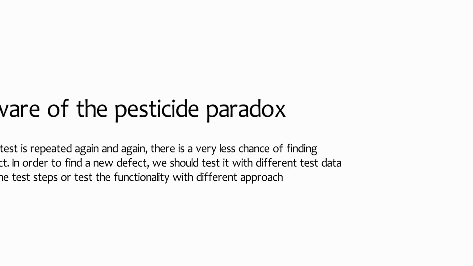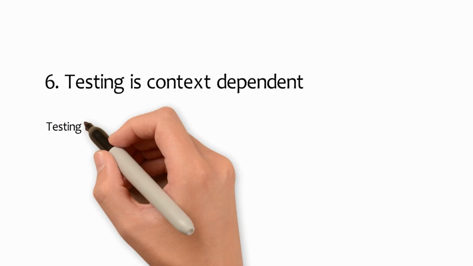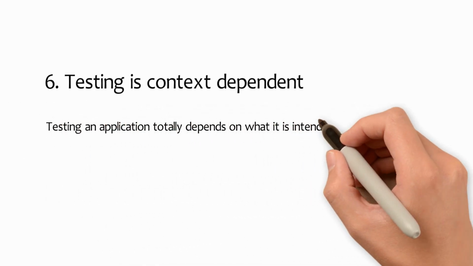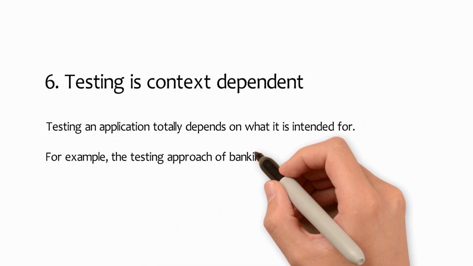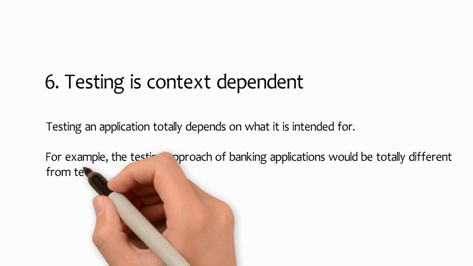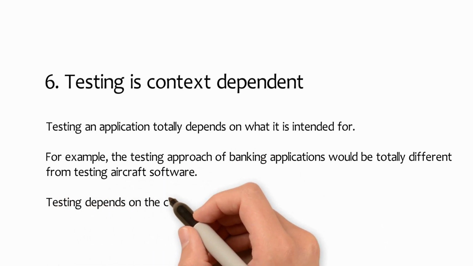Testing is context dependent. Testing an application totally depends on what it is intended for. For example, the testing approach of banking application would be totally different from testing aircraft software.